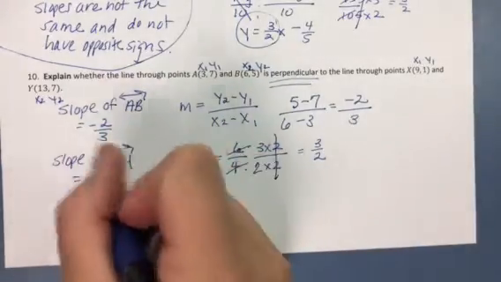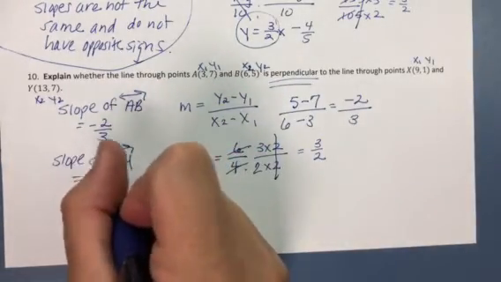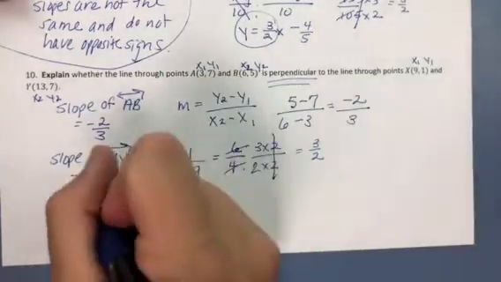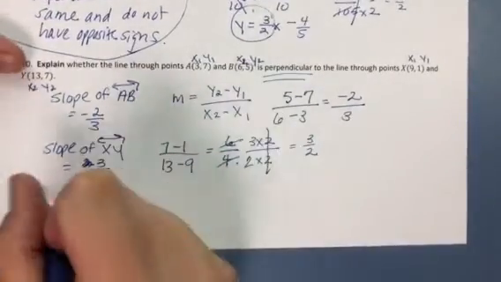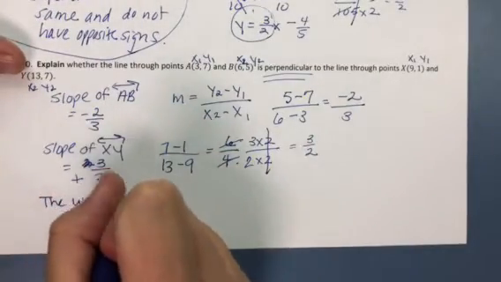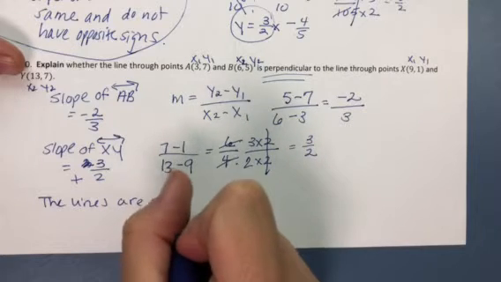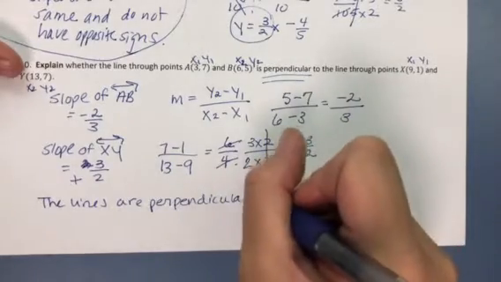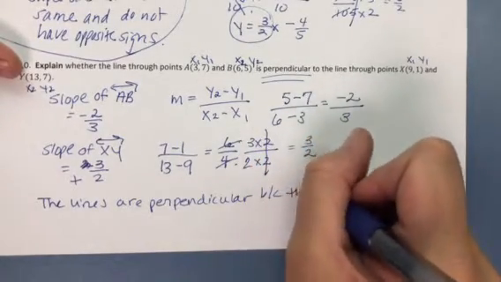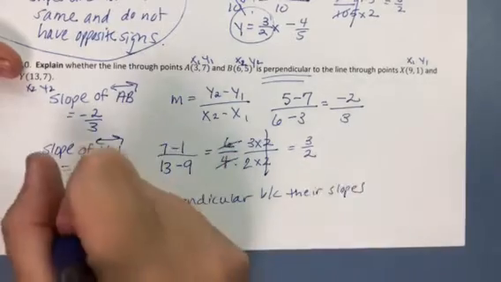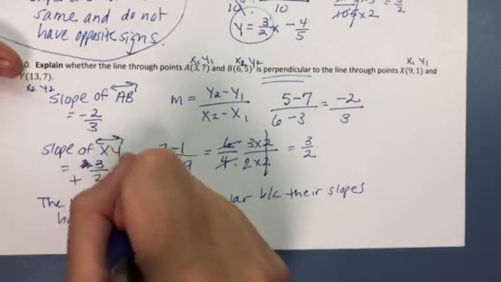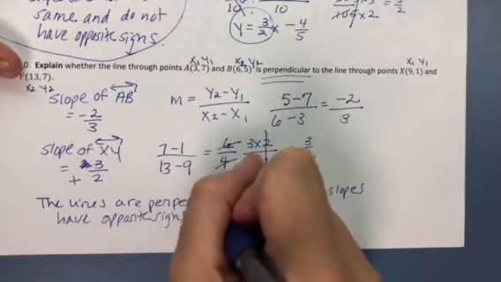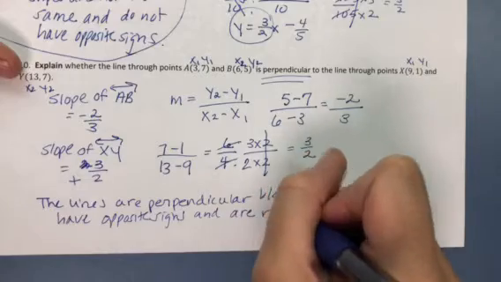So if one of my lines has a slope of negative 2/3, the other one has a slope of positive 3 halves, I know that they are perpendicular. So I could say the lines are perpendicular because their slopes have opposite signs and are reciprocals.